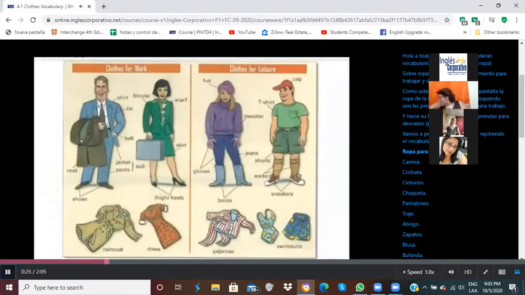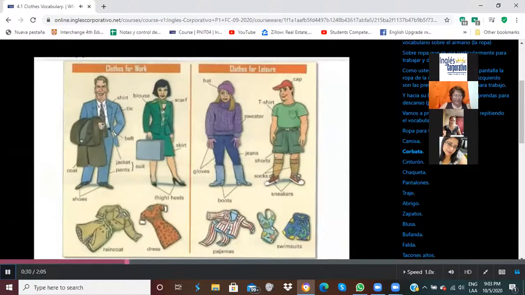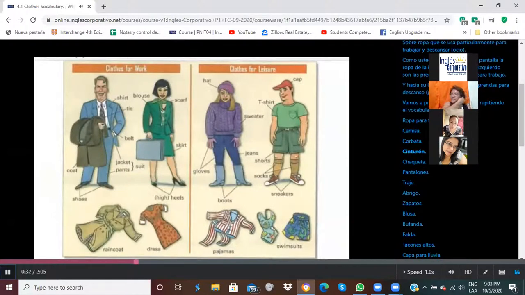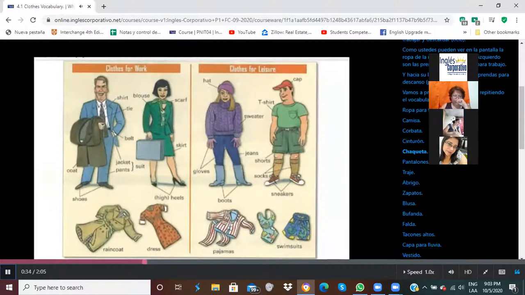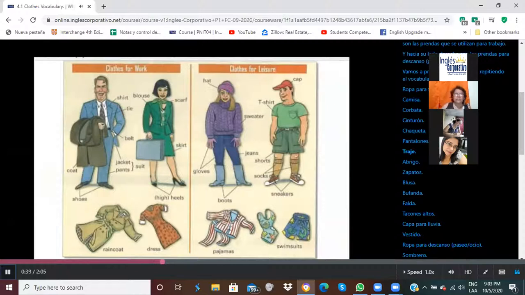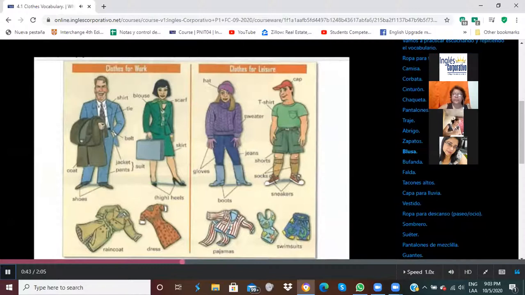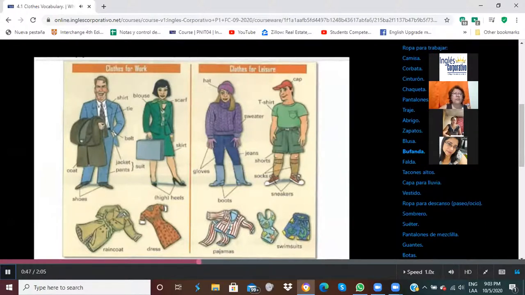Clothes for work. Shirt. Tie. Shirt. Belt. Jacket. Pants. Suit. Coat. Coat. Blouse. Scarf. Pants. Skirt. High heels. Raincoat. Heel. Dress. Raincoat. Dress.